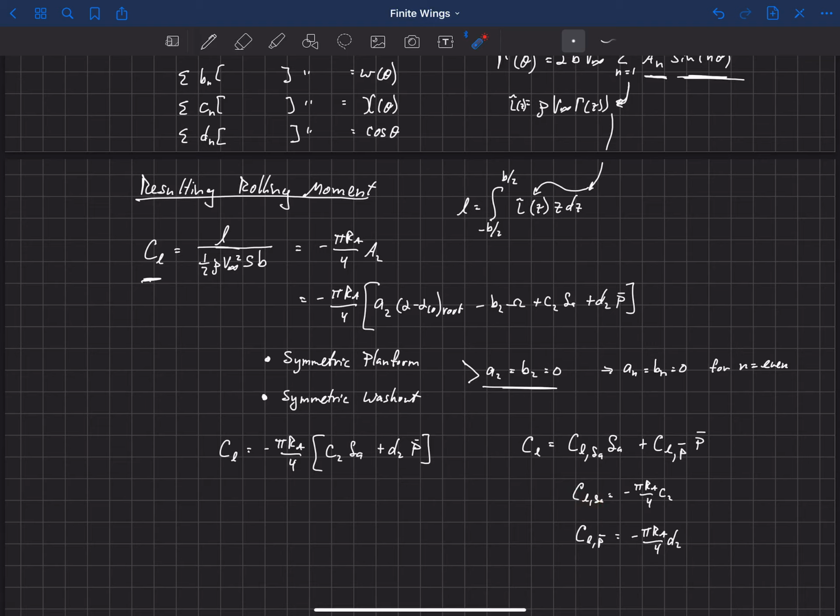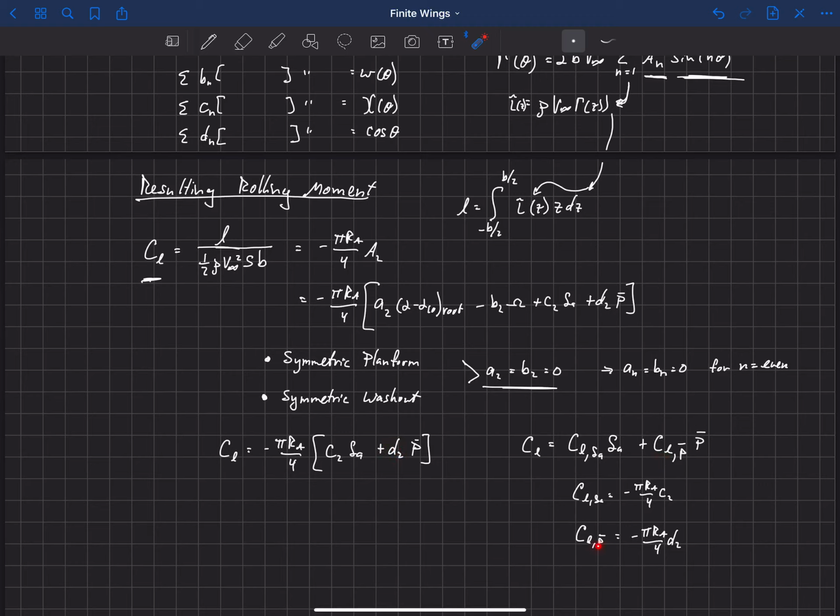This is what we call a control derivative. It tells us how much rolling moment coefficient we get per unit of aileron deflection. Basically, this tells us how strong our ailerons are, how much rolling moment they can create. And then again, this other one is a derivative telling us how strongly P bar affects our rolling moment. And again, it just comes from D2 times this stuff out front.